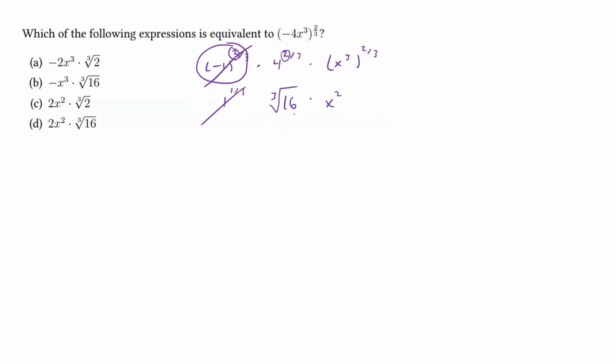Notice that the cube root of 16 can be simplified because 16 can be broken down into 8 times 2, and 8 is a perfect cube. The cube root of 8 times the cube root of 2 times x squared, where the cube root of 8 is 2. Thus we have 2 times the cube root of 2 times x squared. The answer is presented in a different order, but multiplication is associative and commutative.